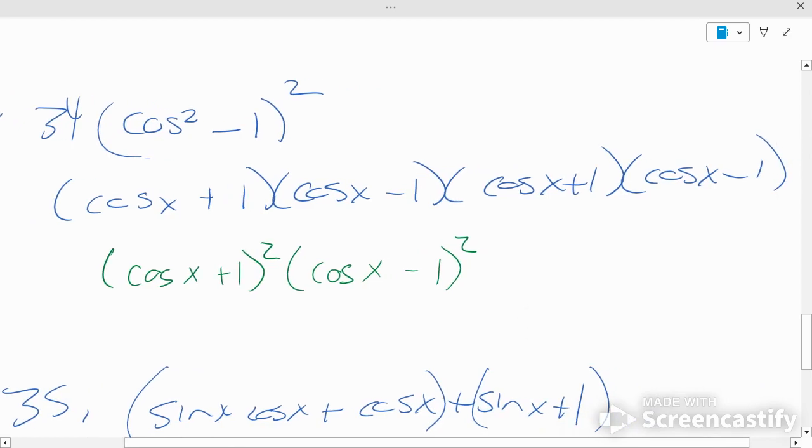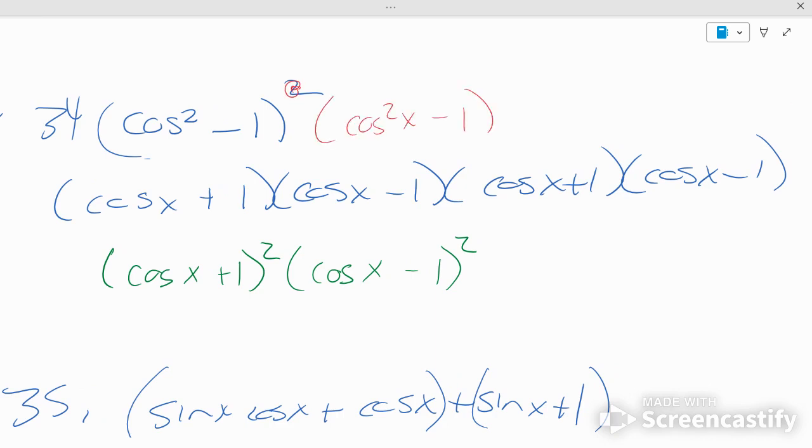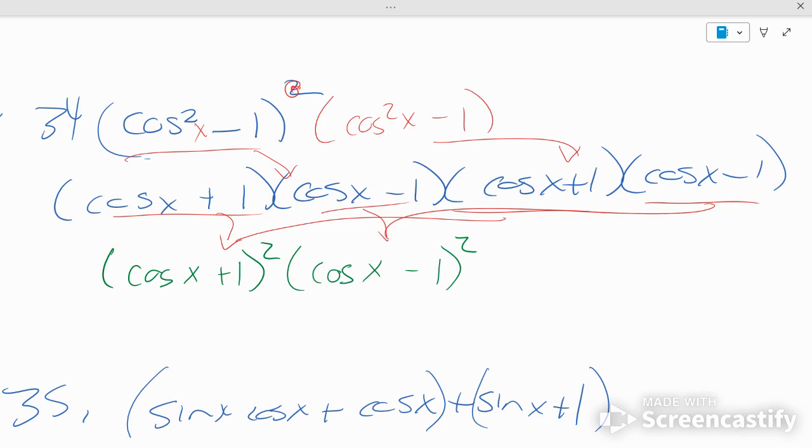Cosine squared of x minus 1 quantity squared. Cosine squared of x minus 1 quantity squared is cosine squared of x minus 1 times cosine squared of x minus 1. The first one factors into this. The second one factors into this. And since there are 2 that match this, they go to here. And since there are 2 that match this, they go to here. So that's what 34 should be.